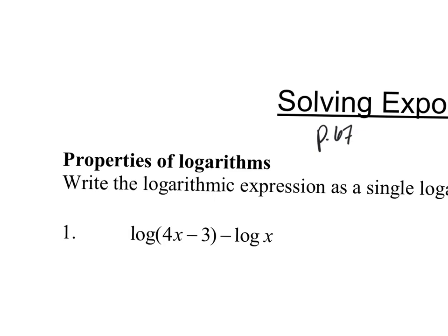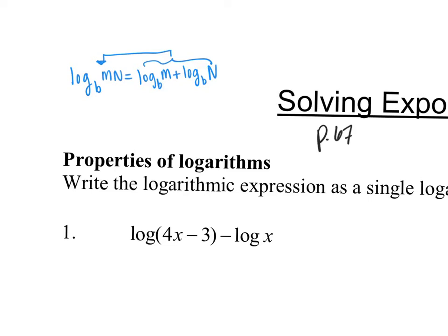So the first property was the product rule. So if we have log base b of mn, remember that that's log base b of m plus log base b of n, and it goes back and forth. So if we want to write two logs being added as a single log, we write the single log with their product.